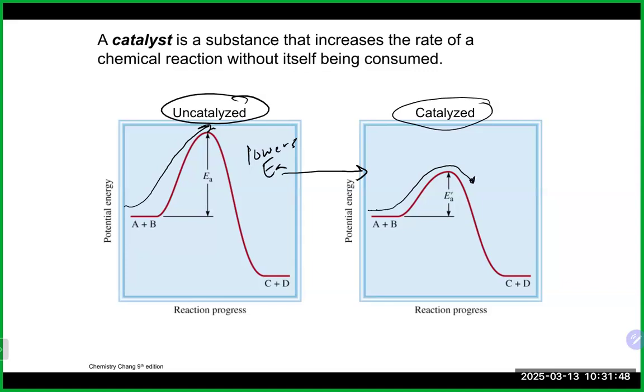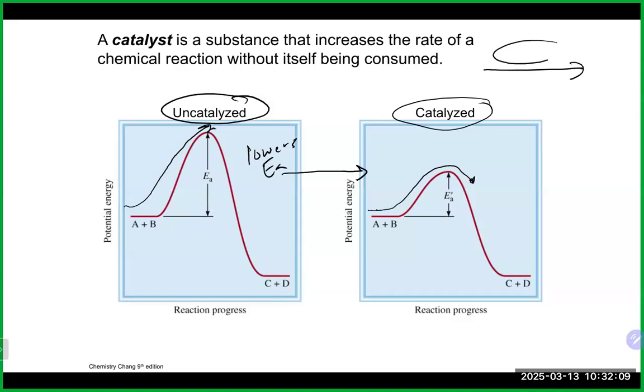Most of the time when we talk about a catalyst, we do talk about it in the sense of it increasing the rate of reaction. There are what are sometimes referred to as negative catalysts, which will slow down a particular reaction. But I would say 99% of the time people talk about it in terms of speeding up the reaction. Ultimately, it does that by lowering that activation energy.